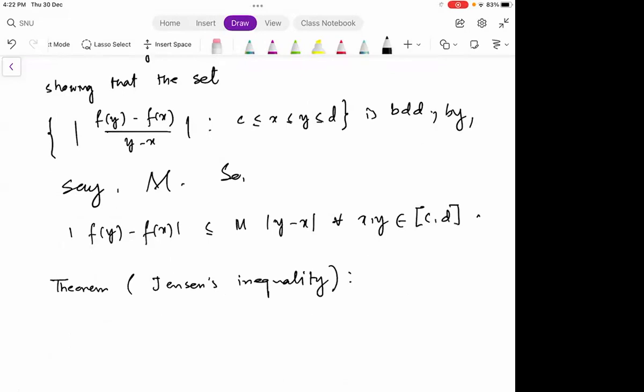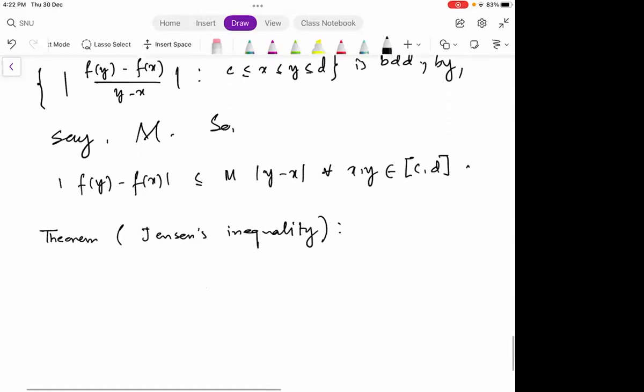So it is continuous, and if the convex function is defined on an open interval, then on every compact subinterval it is Lipschitz continuous. The bound depends on how we choose C and D. Right. You're right, Sushil.